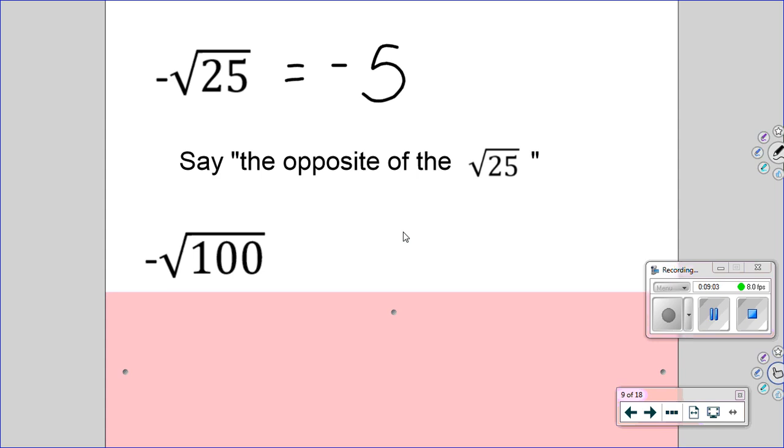Who can tell me how I would say this? How would I say that? Afi? The opposite of 100. Good. And the answer is, Lucas? Negative 10. And the answer is negative 10. So it is okay for a negative to be on the outside of the radical sign. That is fine. It is not okay for it to be inside the radical sign.